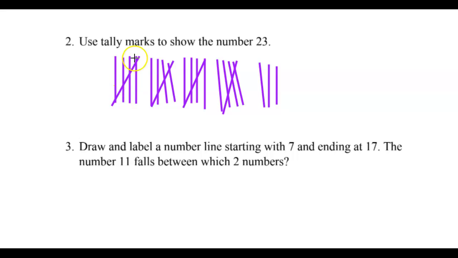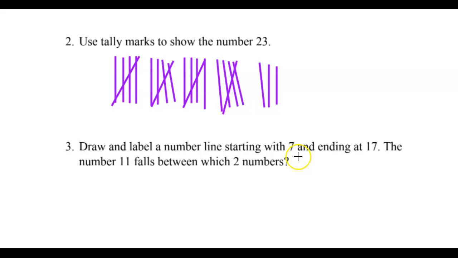Okay, does yours look like this? Remember, you do four marks and then this line across is 5. So we have 5, 10, 15, 20, and then I have 3 by themselves to make 23. So you should have 1, 2, 3, 4 that look like this, and then 3 by themselves. Is that what you got? If you didn't get this correct, have a parent or an adult or a sister or brother or an auntie or a cousin give you a couple numbers and practice making tally marks. Okay, try your next one.